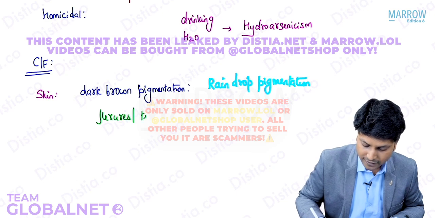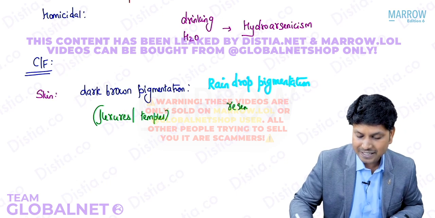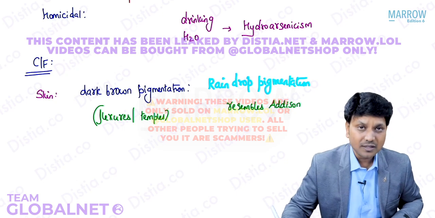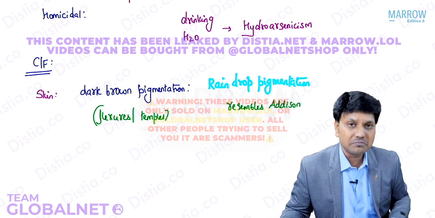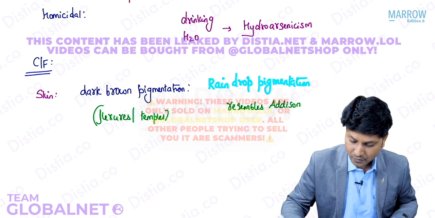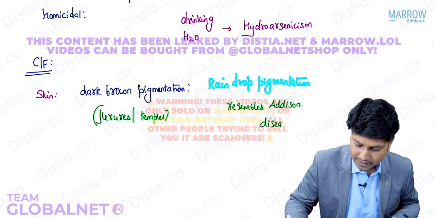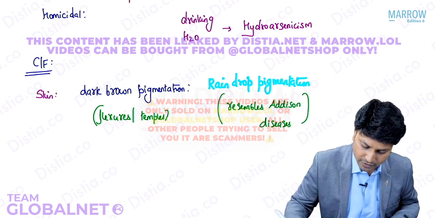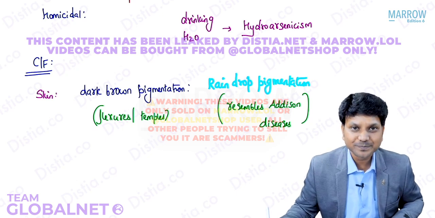Because of this, they also say that such kind of pigmentation resembles Addison's disease. The rash, the dark brown pigmentation, may resemble a fading measles rash. Arsenic poisoning resembles Addison's disease because of this raindrop pigmentation.